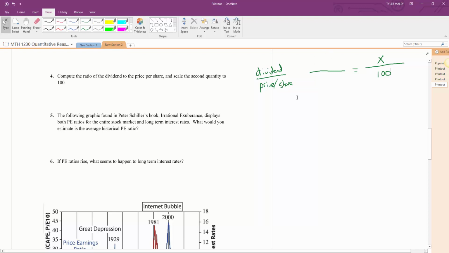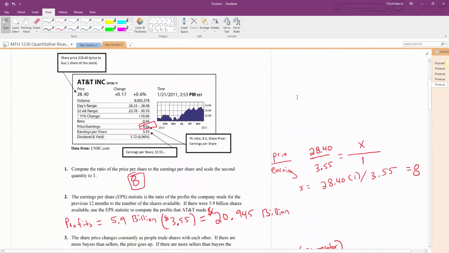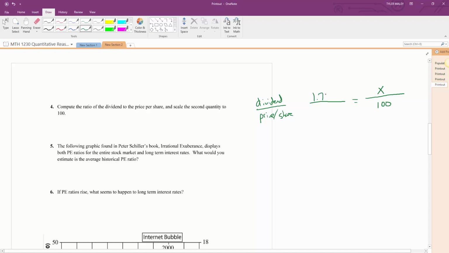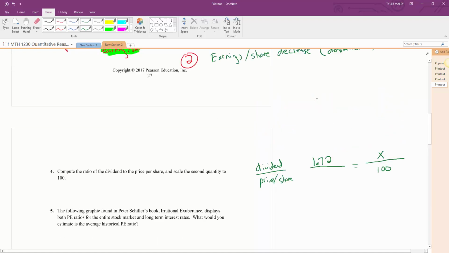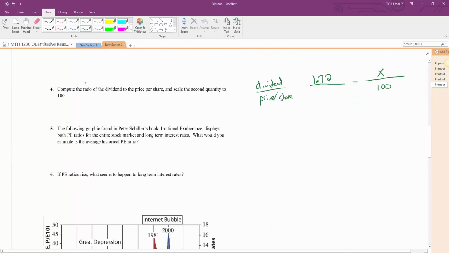So if we look at the table, we want to look for the dividend. So dividend is here, 1.72. So we can fill this in, 1.72. And then the price per share was here. No, that's earnings per share, my bad. The price per share was here, 28.40. So we can write 28.40 here.